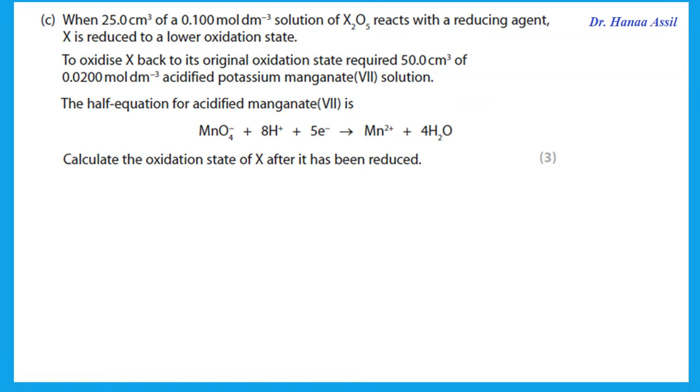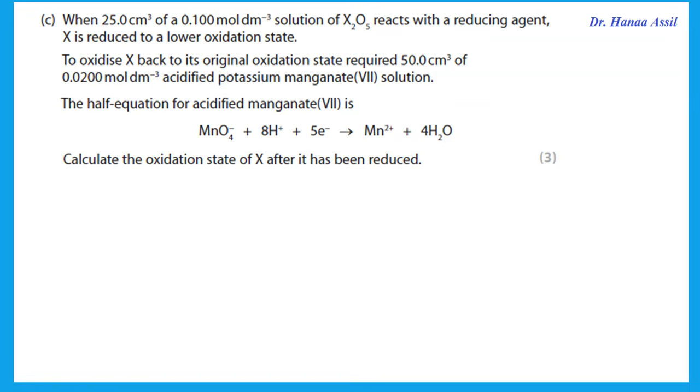When 25 cm³ of a 0.1 mole per dm³ solution of X2O5 reacts with a reducing agent, X is reduced to a lower oxidation state. To oxidize X back to its original oxidation state required 50 cm³ of 0.02 mole per dm³ acidified potassium permanganate solution. And we're given the half equation for this reaction. Calculate the oxidation state of X after it has been reduced.